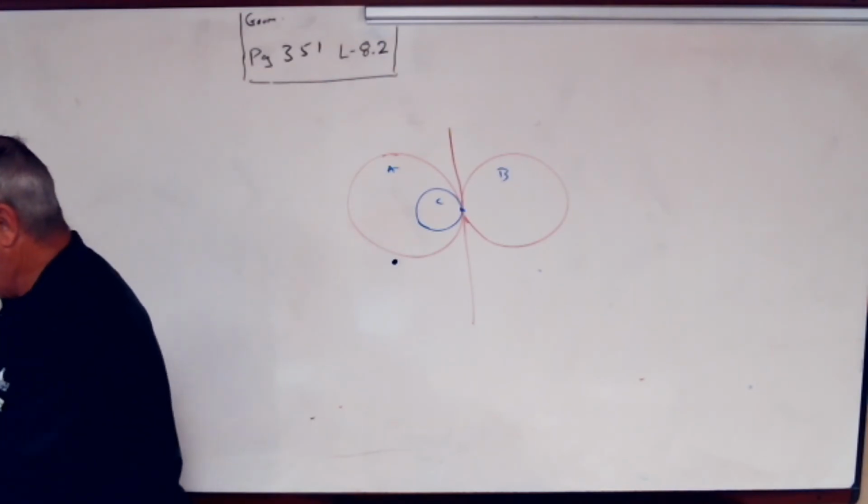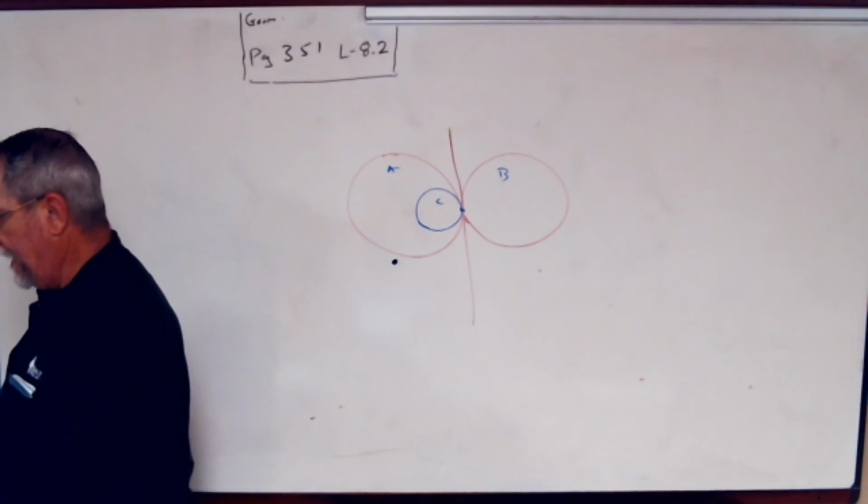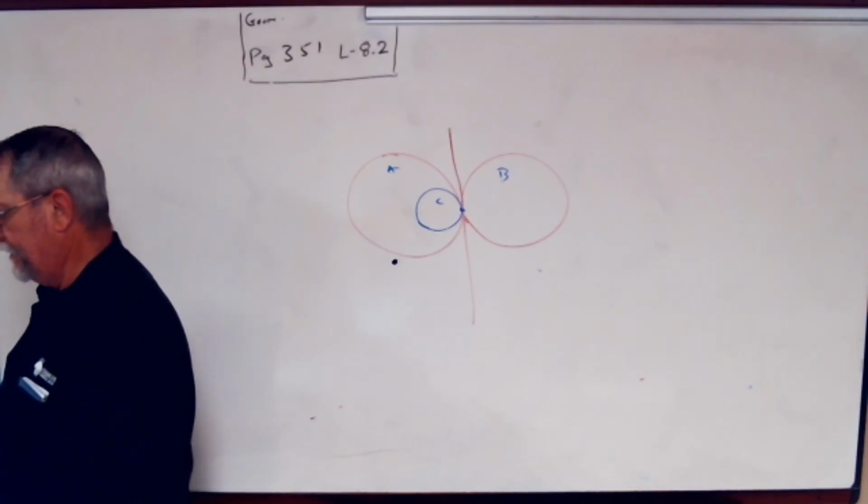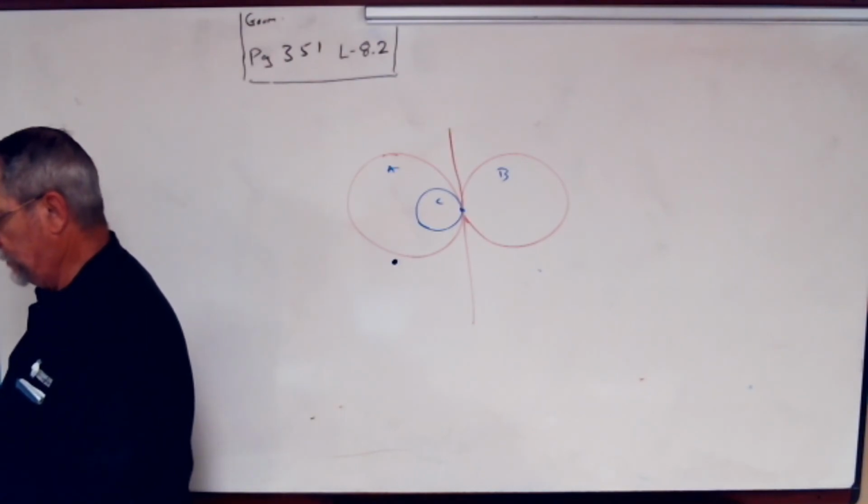Okay, on B, it says, are there any internal tangents there? The answer is no, there are not. Okay, so all there is is A and B, the 2 internal tangents. Okay, so you just have to choose what you get.